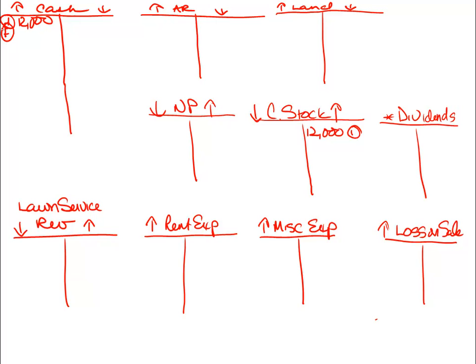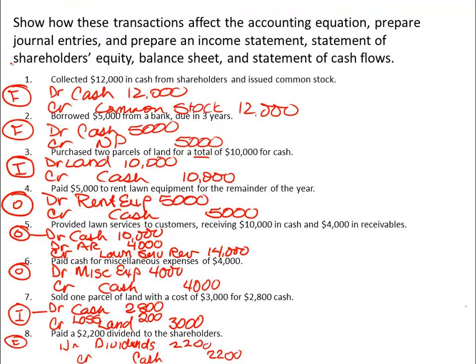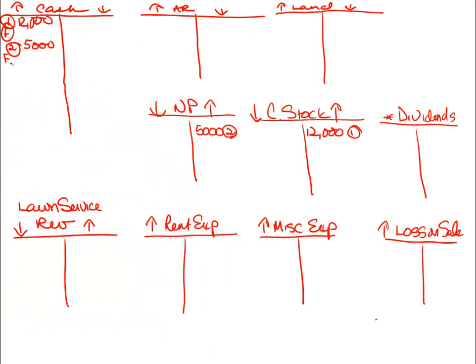Number 2 was a debit to cash for 5,000, and a credit to long-term note payable for 5,000. And since long-term note payable, that's a financing activity as well. And so let's see if that's right. Yep. Number 3 is a debit to land for 10 and a credit to cash for 10. So number 3, credit to cash for 10,000, debit to land for 10,000.